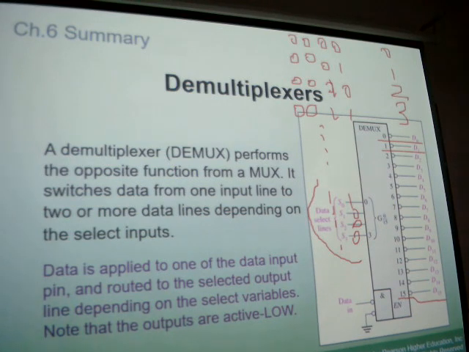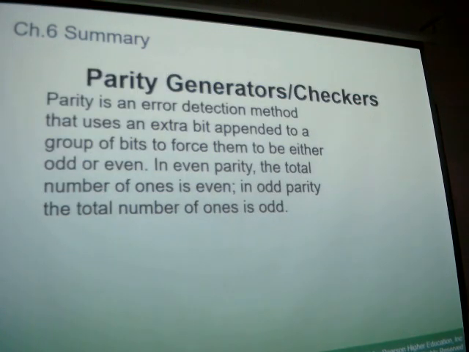Okay. Today we learn section 6.10, parity generators or checkers. Parity is an error detection method that uses an extra bit appended to a group of bits to force them to be either odd or even.